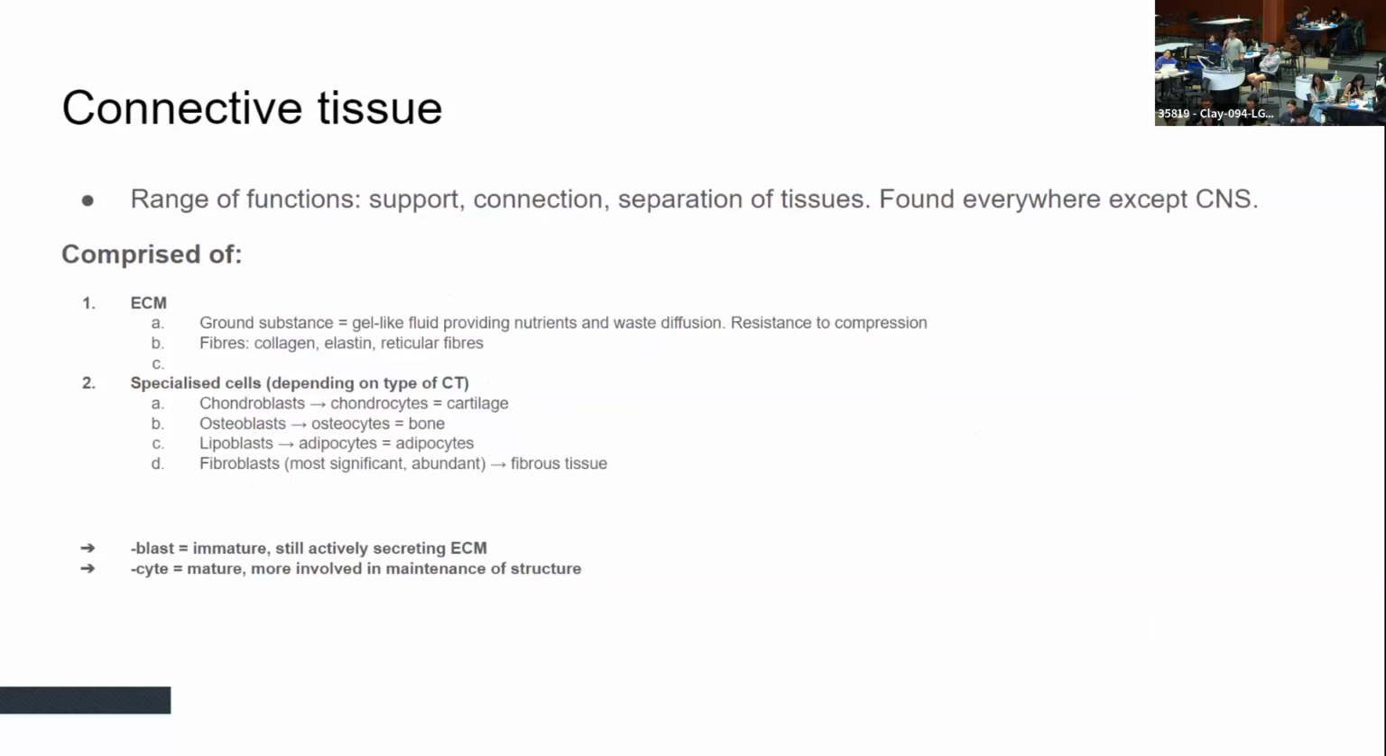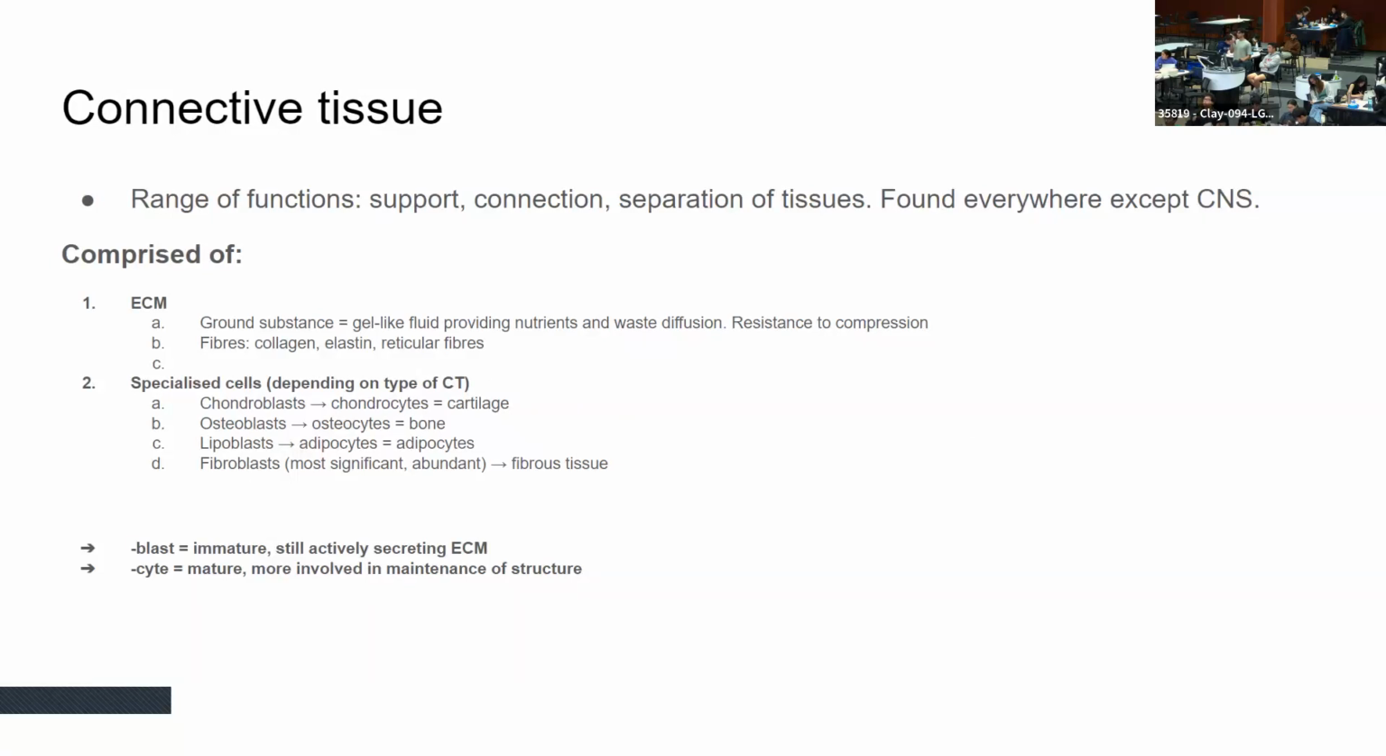Okay, moving on from epithelium, we've got connective tissue. The main functions of this are support, connection, and separation of tissues, and it is found everywhere except for the CNS. It's comprised of matrix, the extracellular one, and specialized cells.